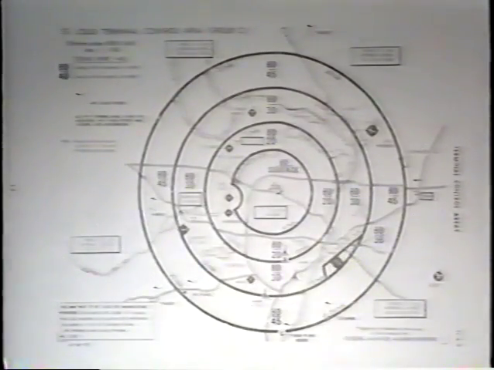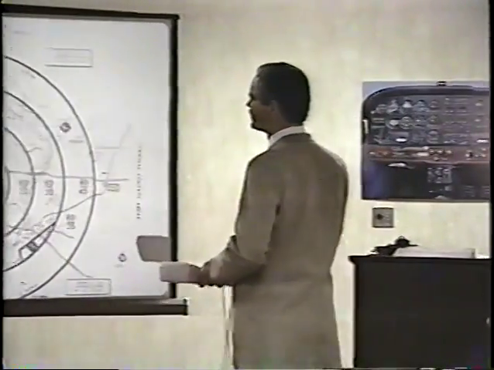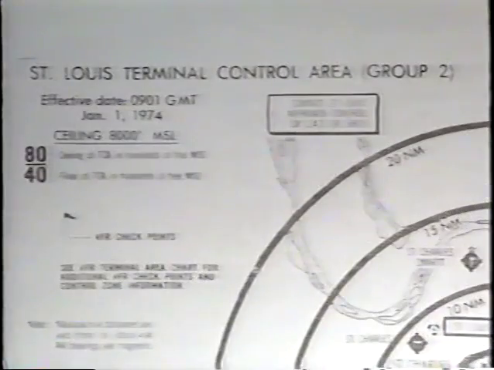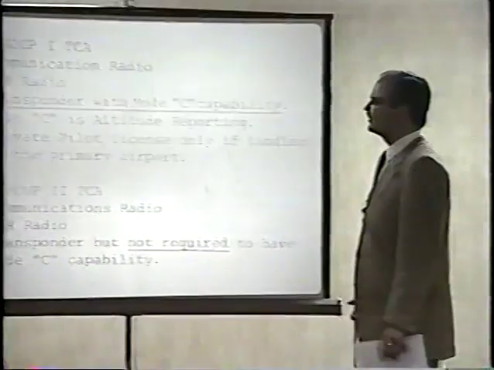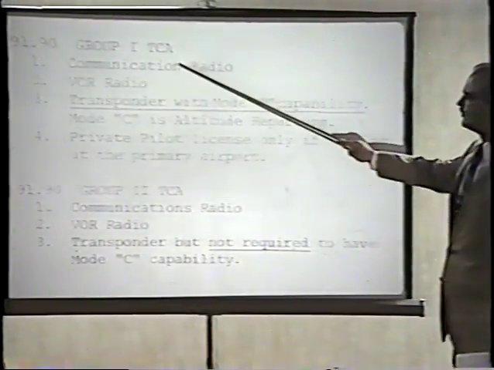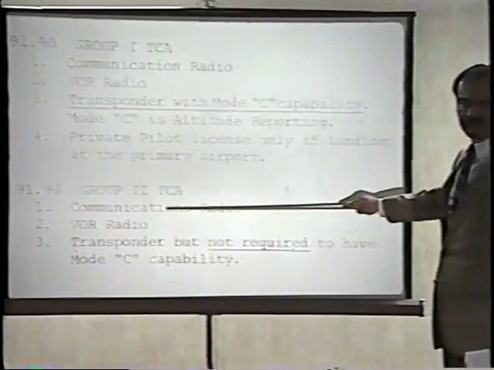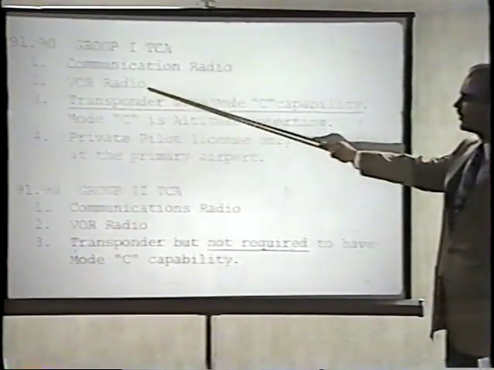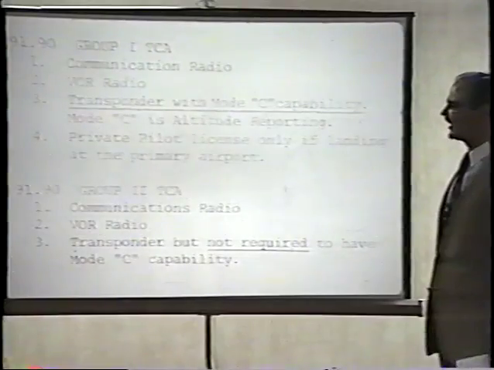Okay, let's go over here to page 15. This has the requirements to fly in a TCA, a terminal control area. Now I should update this. Here's the St. Louis terminal control area. This is a Group 2 TCA. Notice that it has the requirements to fly in a Group 1 and a Group 2 TCA. Both require a communication radio, and they may ask you this on the test. Both require a VOR radio, and they may ask you that on the test.